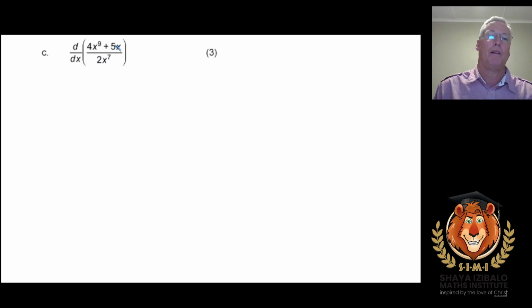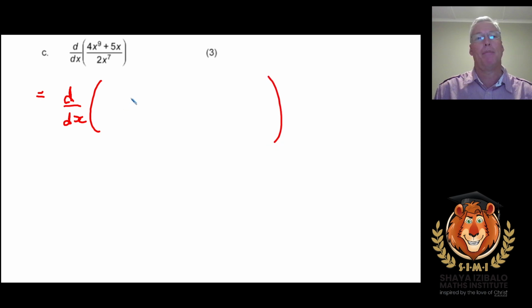Here we've got a little trick that we employ where we split the fraction up. So what I'm going to do is write this as d by dx. Okay, and I'm going to break this fraction up into 4x to the 9 over 2x to the 7, plus 5x over 2x to the 7.